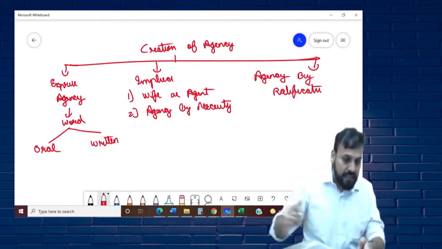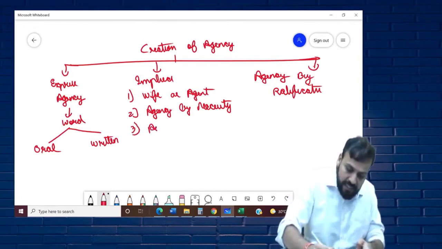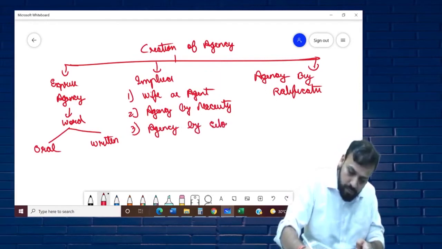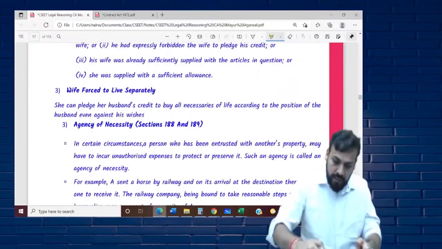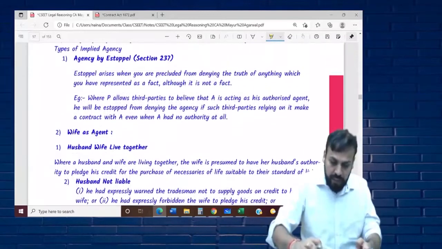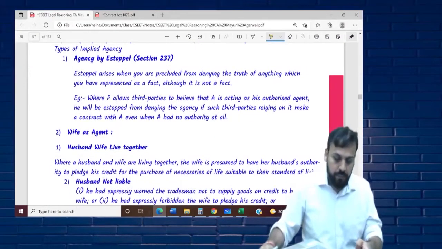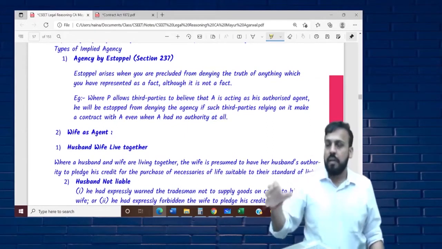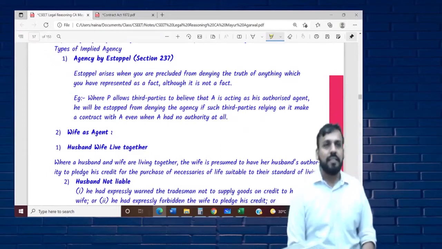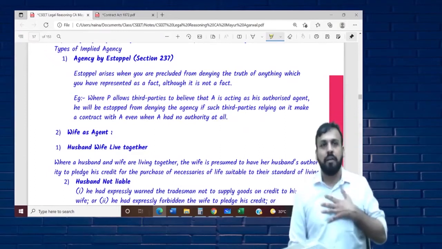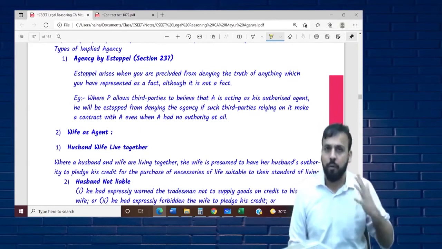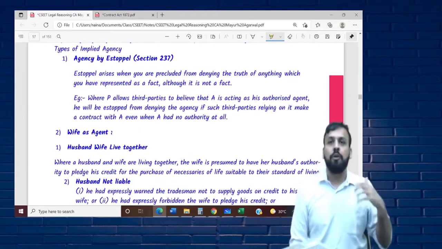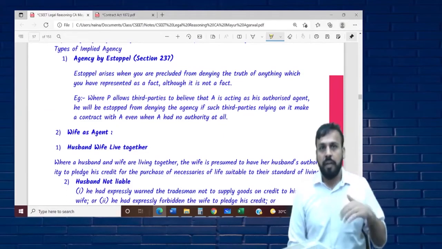Agency by necessity. And third is agency by estoppel. So what is agency by estoppel? See, example. The car belongs to my brother. And he's telling the whole world, my own brother, Mayur Agarwal is the owner, Mayur Agarwal is the owner. People believe that I am the owner of the car. Now, on that belief, I sold the car to Ramlal.